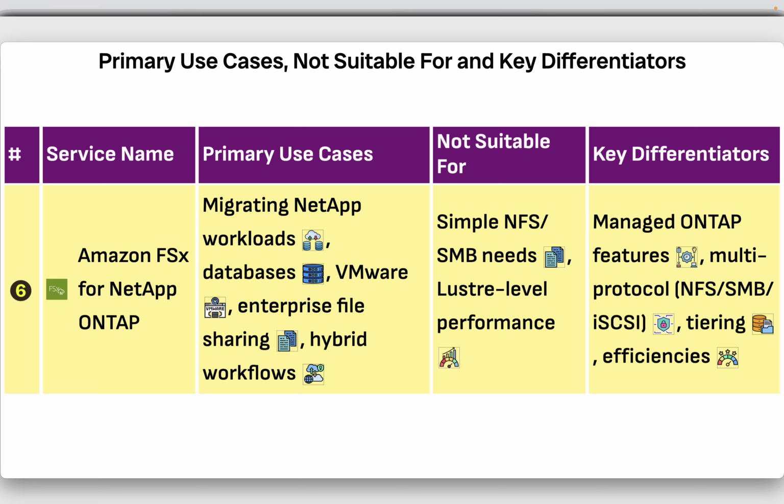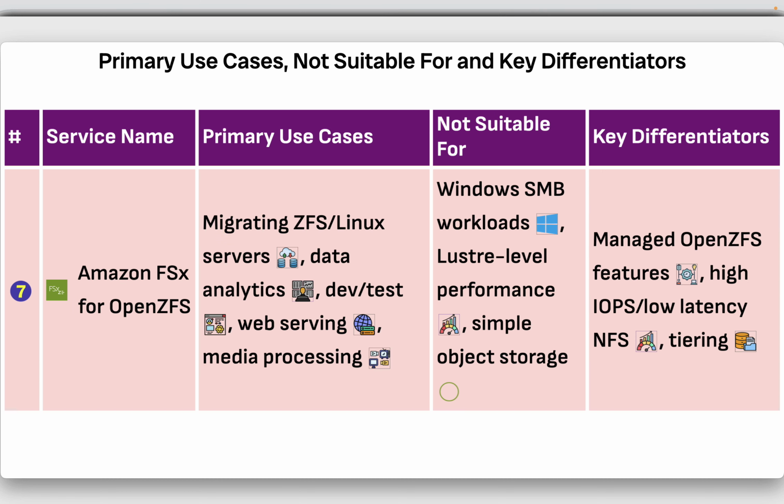Next, Amazon FSx for NetApp ONTAP. Primary use cases are migrating NetApp workloads, databases, VMware, enterprise file sharing, and hybrid workflows. This is not suitable for simple NFS and SMB needs and Lustre level performance, because it is less than Lustre level. Key differentiators are managed ONTAP features. It's multi-protocol, supporting NFS, SMB, and iSCSI. It offers tiering and has good efficiencies.